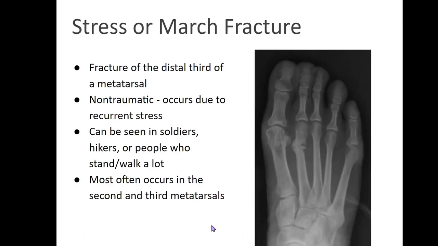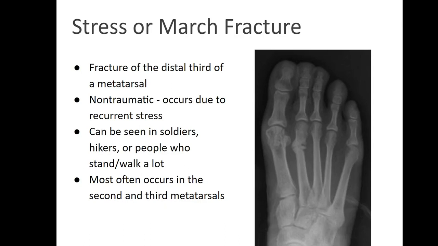Let's begin with the stress or March fracture. A March fracture is the fracture of the distal third of one of the metatarsals occurring due to recurrent stress on that part of the foot. It's more common in soldiers, hence the name March fracture, but it also occurs in hikers or people who stand or walk a lot for their occupation.